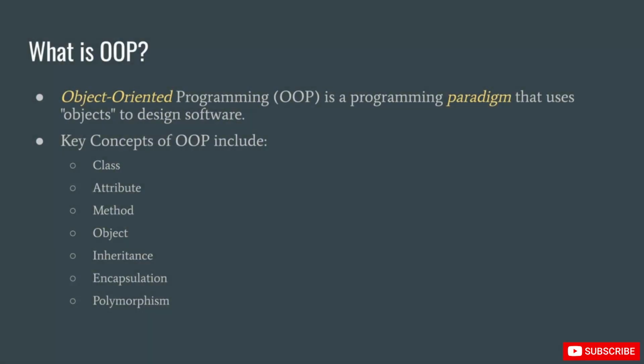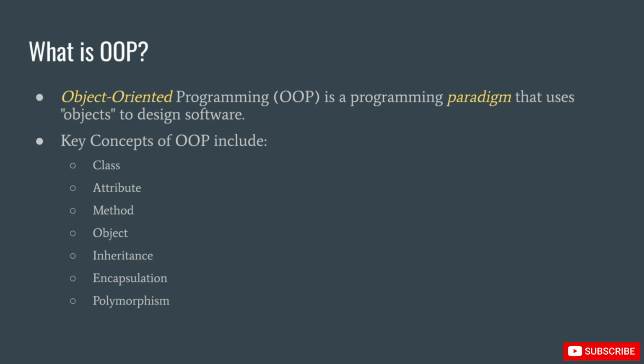In this section, we'll dive into the basics of object-oriented programming, or OOP, a programming paradigm focused on using objects to design and build software. Object-oriented programming centers around a few key concepts. First, we have classes, which define the structure of an object; attributes, the data or properties of an object; methods, which are functions belonging to an object; and objects themselves, which are specific instances of classes.